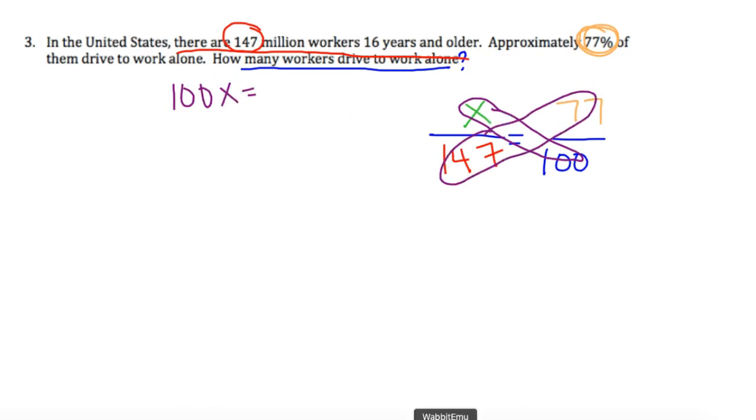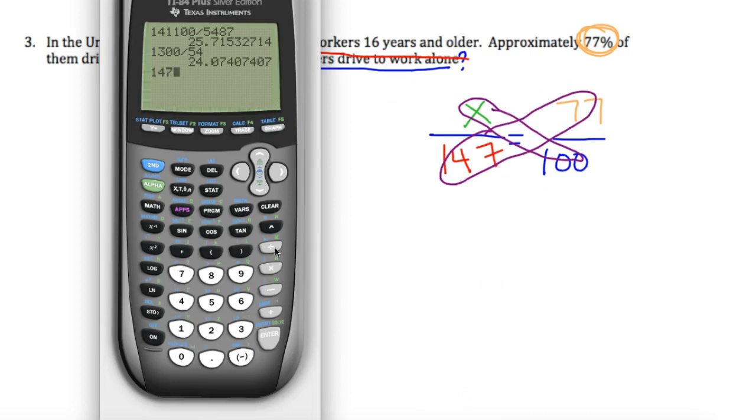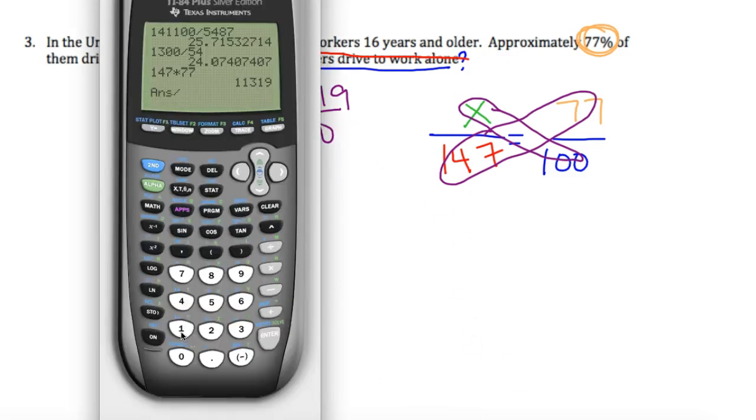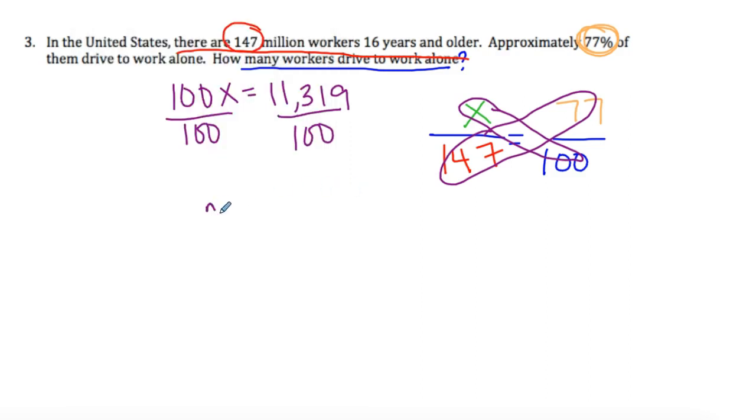147 times 77 is 11,319. Okay, so now I'm going to divide by the number in front of X. If I divide that by 100, you can see that we get 113.19. We can't have 0.19 of a person, so we're going to round to the closest number. Approximately 113, right, workers. We need to label what we're talking about.